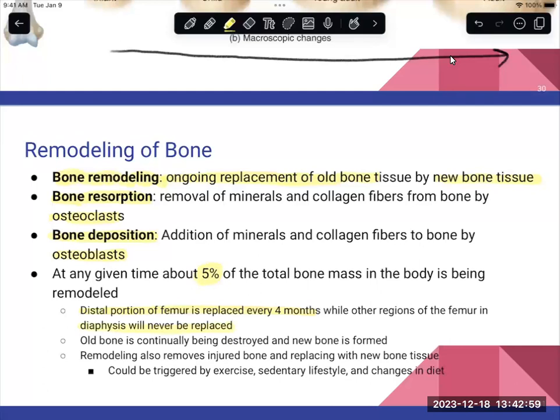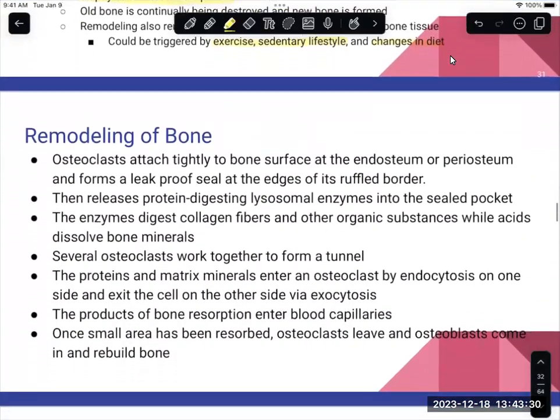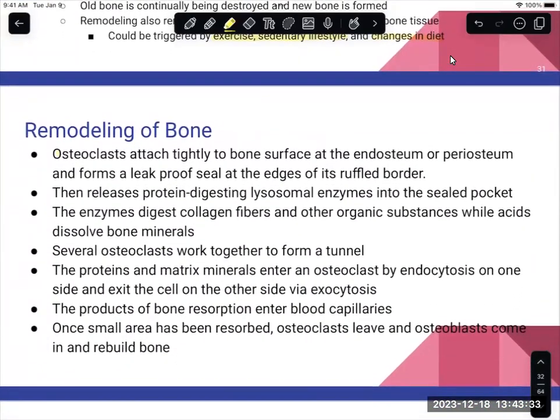We remodel. Maybe exercise. Exercise causes your bones to get thicker and stronger. Sedentary lifestyle causes your bones to get thinner. Changes in diet. Well, if you're not taking in enough calcium and phosphate, your body needs to get it somewhere, so they're going to take it from your bones. Or if you're taking in too much calcium and phosphate, it's going to get stored in your bones. So those osteoclasts, they come in and they're going to break up bone.